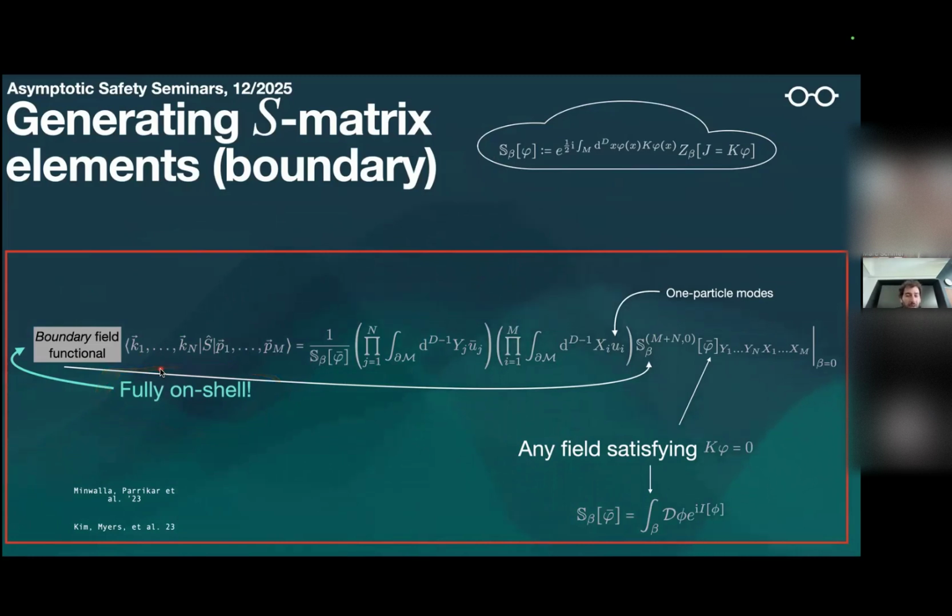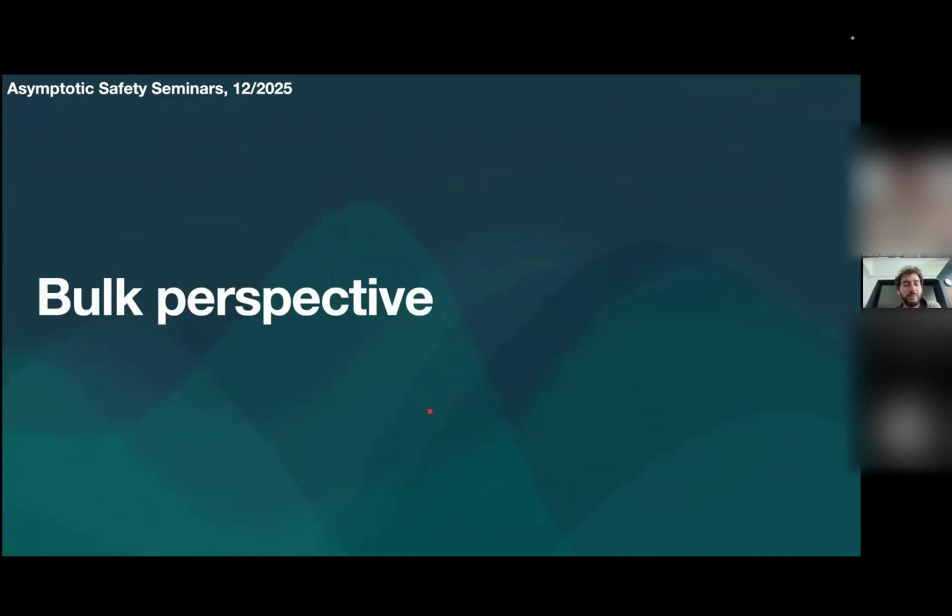So I will come back to the boundary functional, which is an object that we would like to renormalize eventually. And part of our motivation to develop the bulk perspective was to somehow use this bulk perspective to be able to renormalize our boundary functional. But for the moment, I will just pause the boundary discussion and go to the main part of our work, which had to do with the bulk perspective.